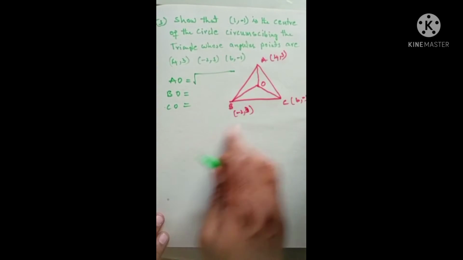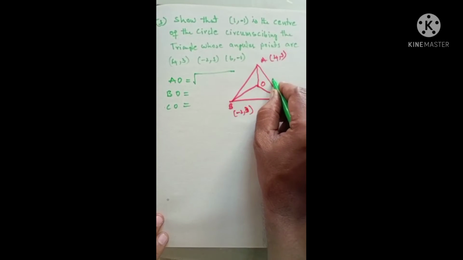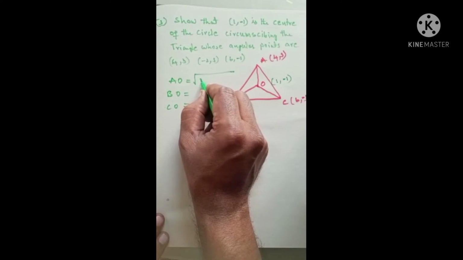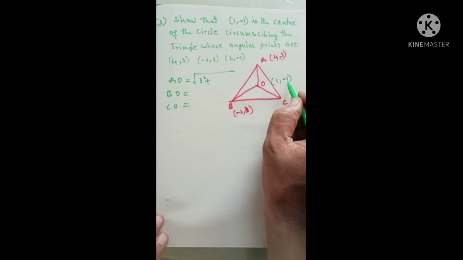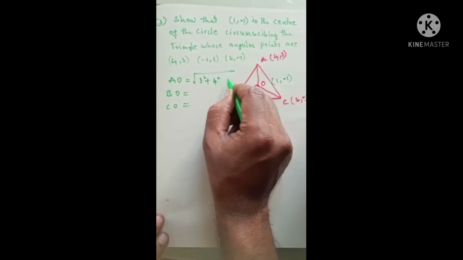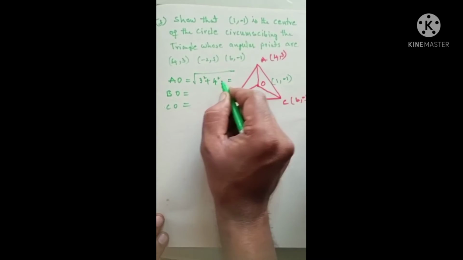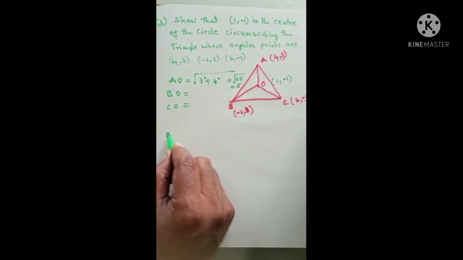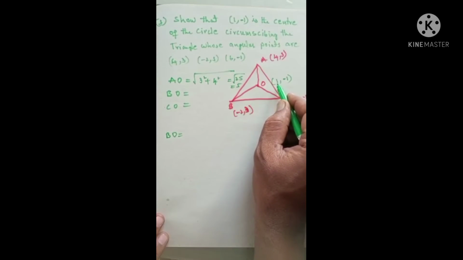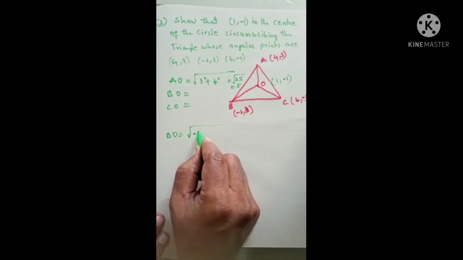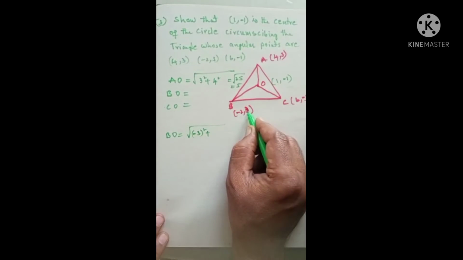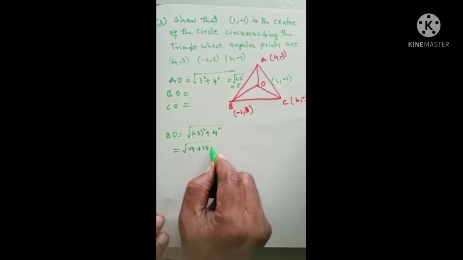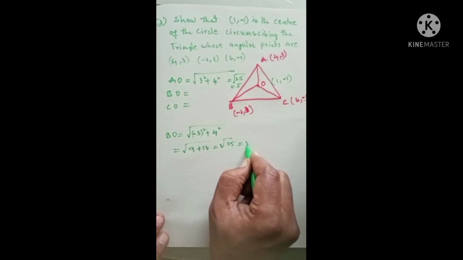Now you see AO. If you apply the formula with x2 minus x1, O point is given as 1 comma minus 1. So 4 minus 1 is 3 square, plus 3 minus of minus 1 means 4 square. So 3 square is 9, 9 plus 16 you will get 25. So the answer is 5. For example, if I go for BO, BO is equal to what? Minus 2 minus 1, so under root of minus 3 whole square plus 3 minus of minus 1, this is 4 square again. So you will get 9 plus 16, again you are getting root 25, that is equal to 5.